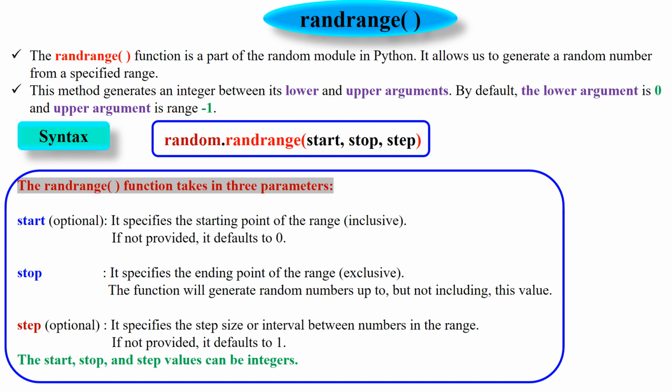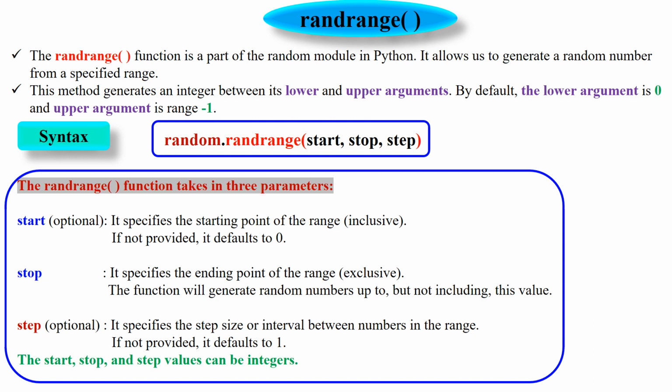The randrange function is a part of the random module in Python. It allows us to generate a random number from a specified range. This method generates an integer between its lower and upper arguments. By default, the lower argument is 0 and the upper argument is range minus 1. The syntax is random.randrange(start, stop, step).